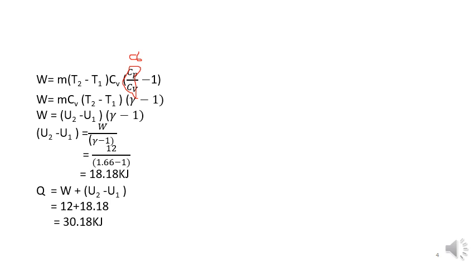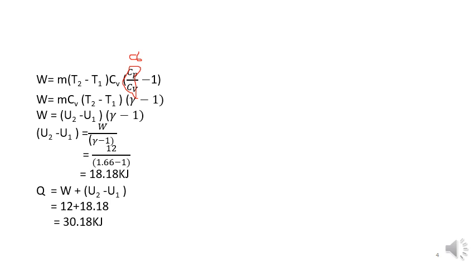So the work done is given, and gamma is given. So the change in internal energy, how will you get? W12 divided by 1.66 minus 1, 18.18 kilojoules. So dQ is equal to dU plus W12. What is the W value? W12. U2 minus U1, in the first problem we got 18.18. So total 30.18 kilojoules. So this is a problem related to the constant pressure process.